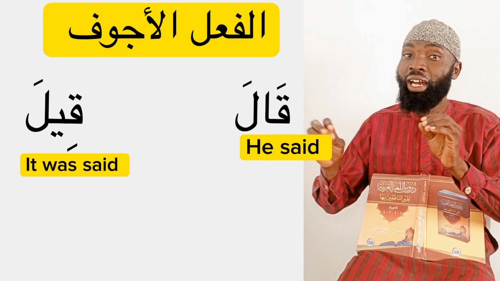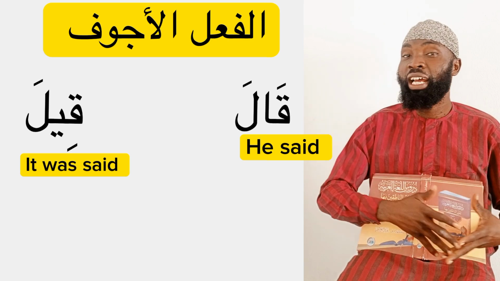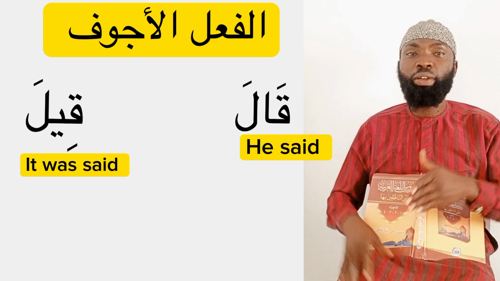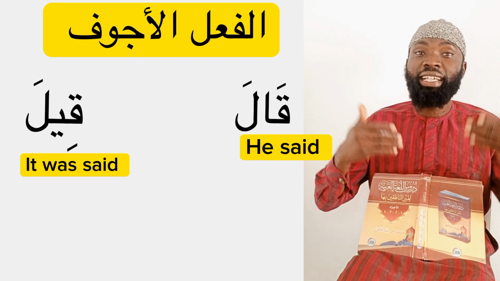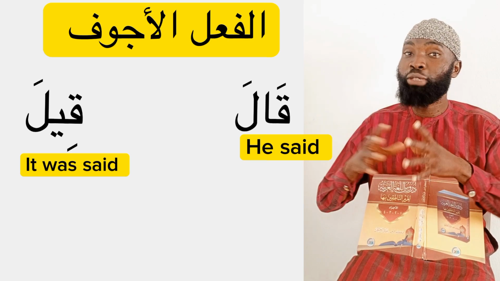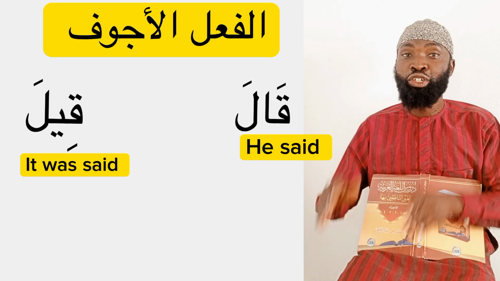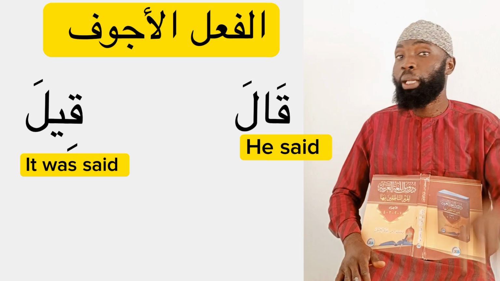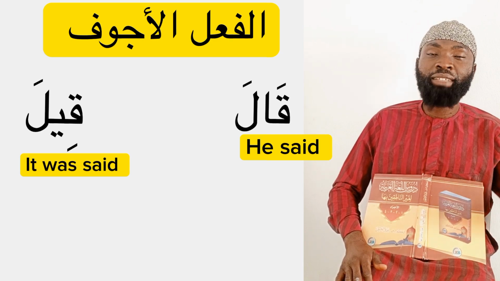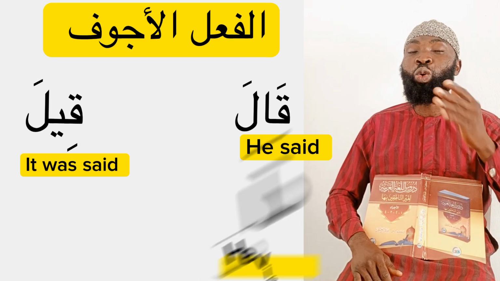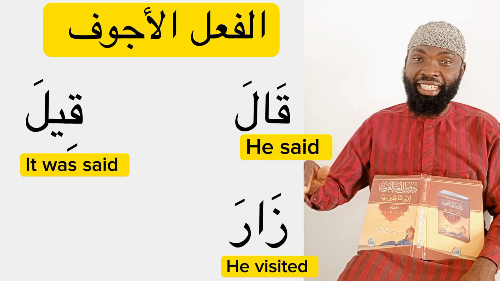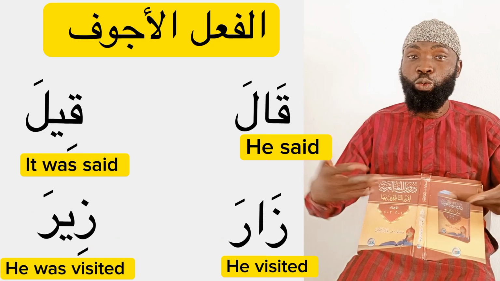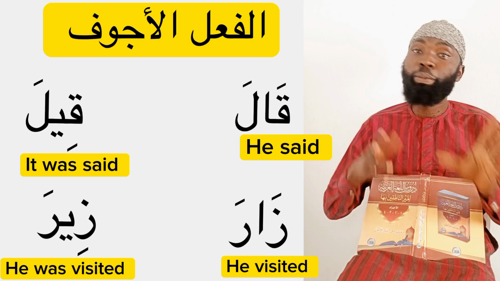Now the sayer, the speaker, is not being mentioned. I can say qala Allahu ta'ala, Allah the Almighty says. Now when I say qila fil Quran, it was said in the Quran. The person who said it is not mentioned. So words like this, when you want to form them into the passive voice, will come under the pattern of qila. Another example is the word zaro. Zaro means he visited. It will be zira, which means he was visited. Now the visitor is not being mentioned.